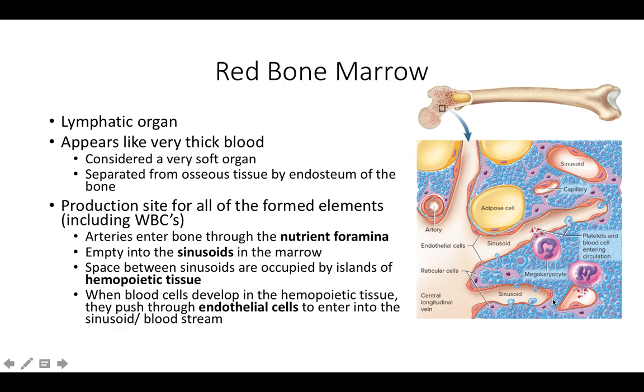Okay? So what happens is that as these blood cells are developed in the hemopoietic tissue, they're going to push through these endothelial cells that you see here and enter into the sinusoids, and that's how they enter into the bloodstream, right? Because our arteries and veins are connected to these sinusoids.